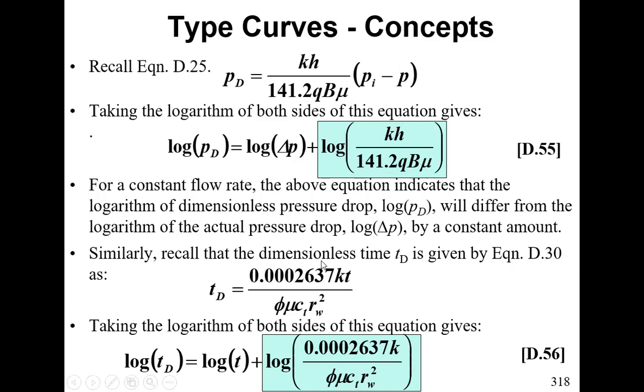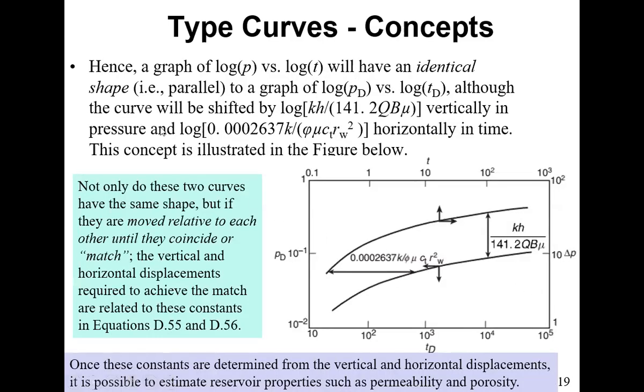And similarly, you can do the same thing for dimensionless time. This is equation D30 for dimensionless time. You take the logarithm of both sides. That would give you D54, which shows you that the logarithm of dimensionless time to the actual time would differ by this constant amount.